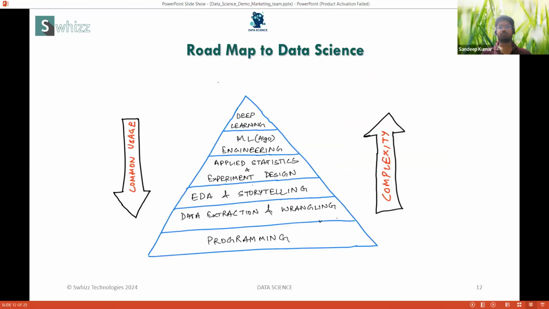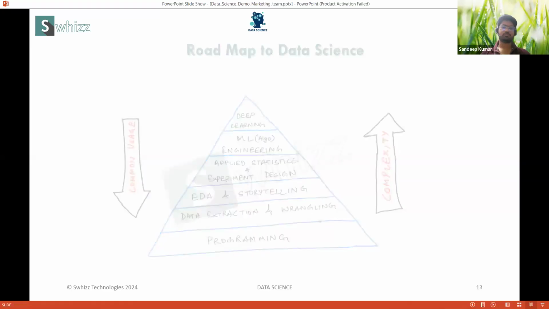And generally, the roadmap to data science: the very first step is that we need some basic programming language. This programming language will be used for analyzing the data, extracting the data, wrangling, data manipulation, and so on. Then EDA, exploratory data analysis, and storytelling. And we'll use some stats and ML algorithms to build a model. This is a simple roadmap to data science.